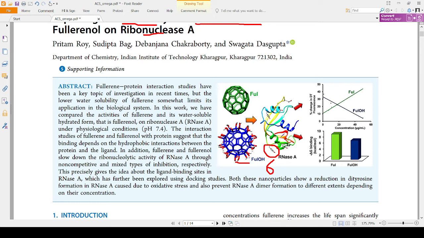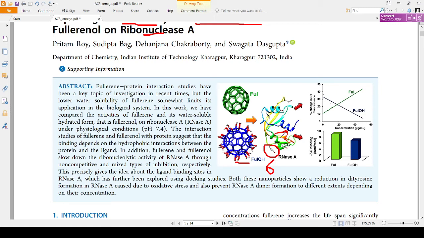So what we can say from this work is that in presence of fullerene, we can actually prevent the oxidative stress in the protein, but we have to be careful since fullerene is hydrophobic and not very soluble. So development of a soluble product, or rather fullerenol, is quite important in this work.